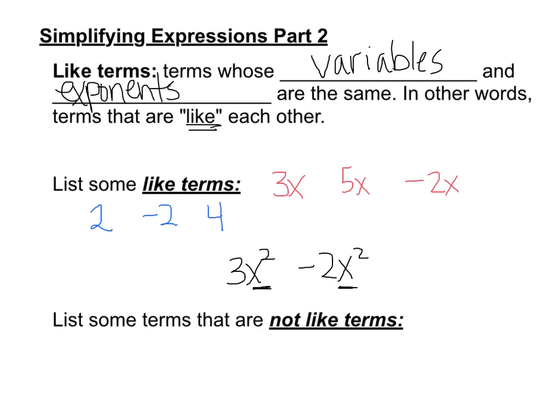Okay? Let's list some terms that are not like terms. Well, a 2x would not be like a negative 3. And also, negative 3x squared would not be like 3x. Because if you notice, even though they both have a variable of x, their exponents are not the same. This one has an x squared, but this one just has an x. So those are not alike.